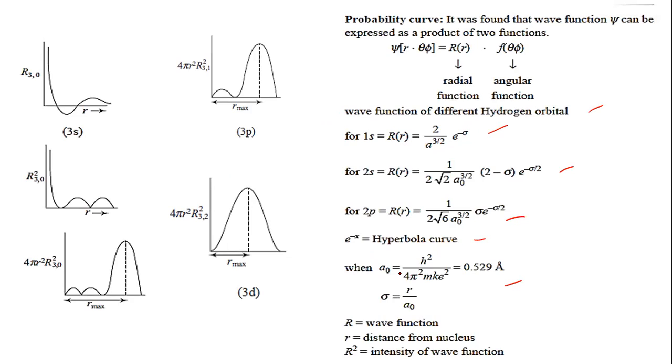a naught is equal to epsilon naught h square by 4 pi square m e square. That value we know is Bohr's radius, and sigma is taken as r by a naught, where r is the distance from the nucleus, psi is the wave function, and psi square is the intensity of the wave function. So all these things we have to study, and what the peaks are will also be considered from the examination point of view.